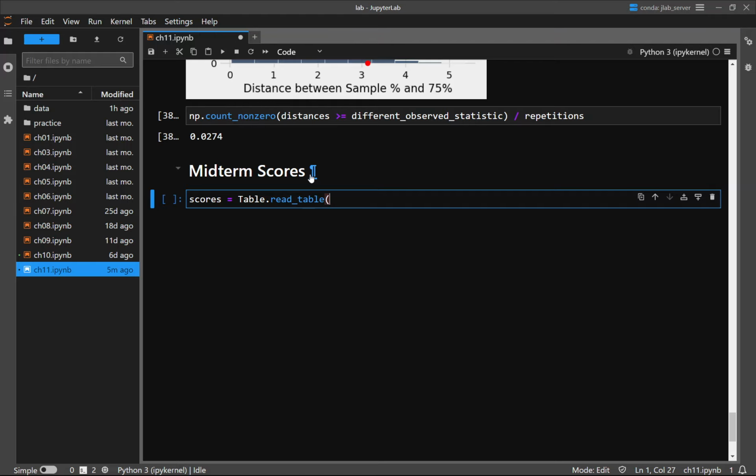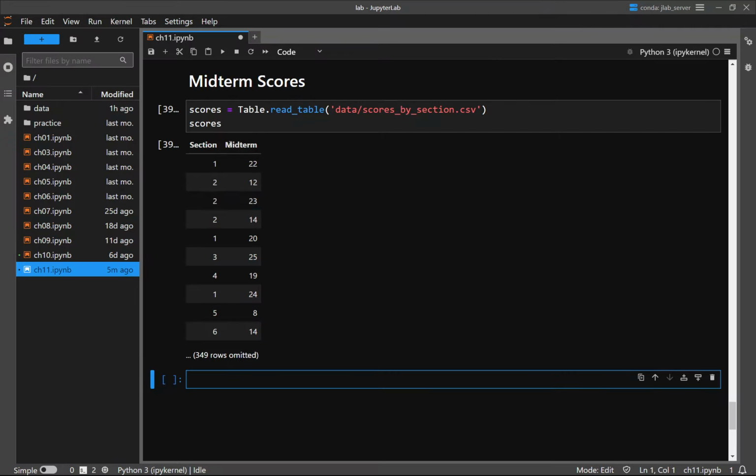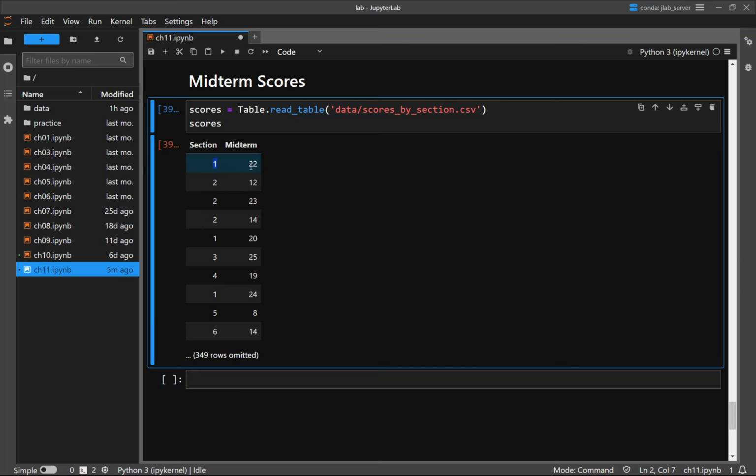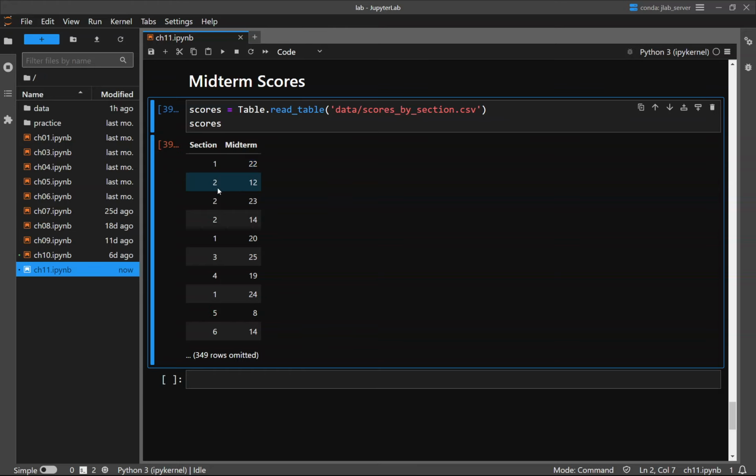Table.read_table, and it's in the data folder, for me at least, called scores by section. So if you want to get that file and read it in, here's what it looks like. It's got a bunch of section numbers and midterm grades. Each row is a student. So a student in section 1, the first lab section, scored a 22 on their midterm, and it's out of 25. Some student in section 2 scored a 12 on their midterm. Oh no. Some other student in section 2 scored a 23, so they did a lot better. Good for them. So it's just a bunch of scores, and there are a few hundred of them.